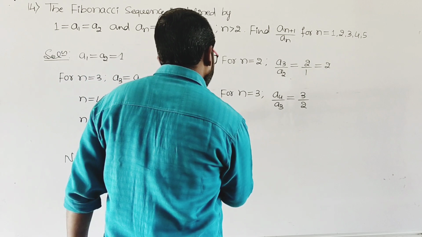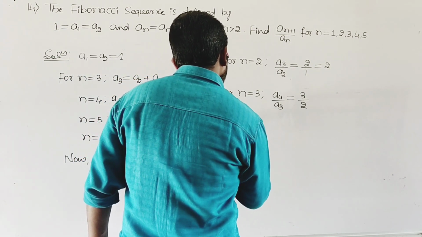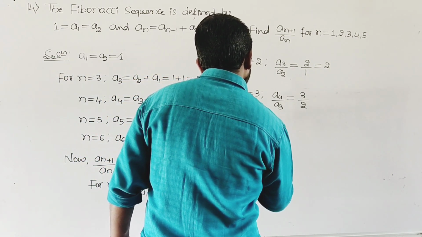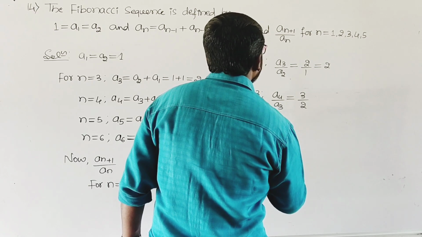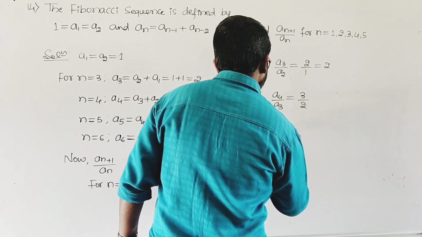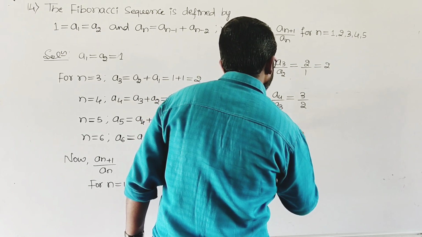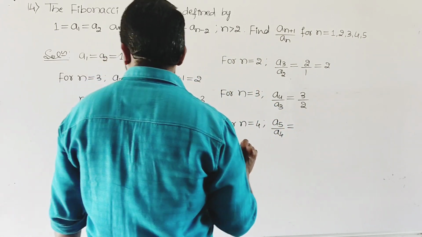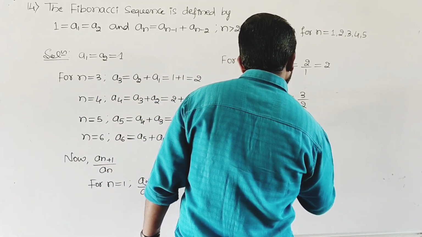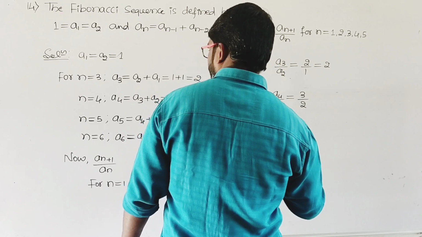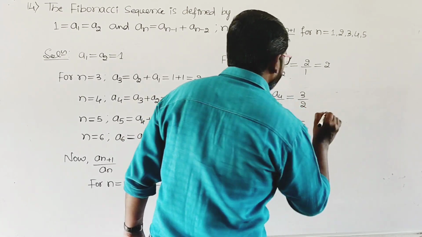Then for n equal to 4, so what do we have? a5 divided by a4. What is a5 here? a5 it is 5. Then a4 it is 3. So you get 5 by 3.